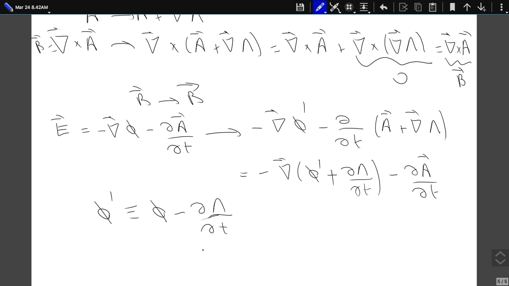Now, to reduce that possibility to a single choice, we are imposing additional conditions. And one of those conditions that we can choose, if you want, is to set divergence of A equal to 0. It simplifies your life slightly. At least the phi equation becomes simple. You can just straight away write down the solution from electrostatics.